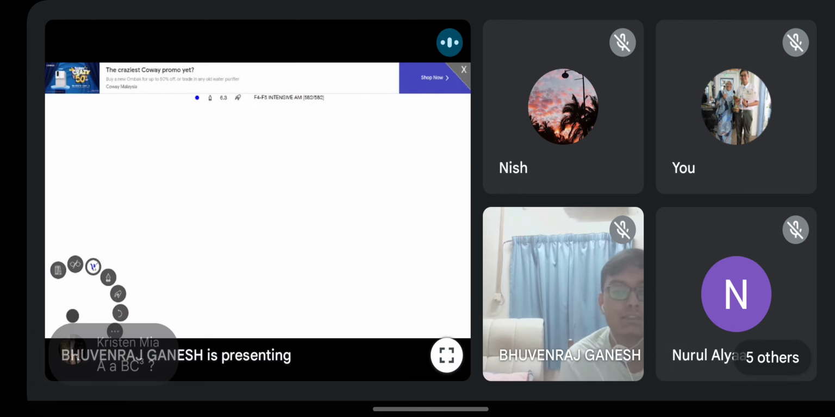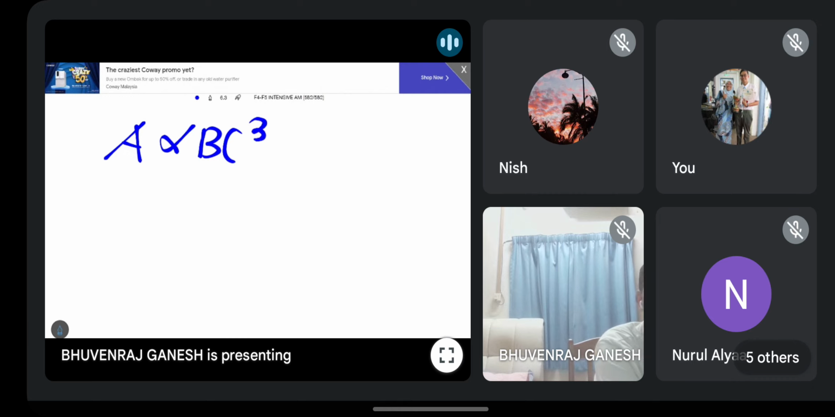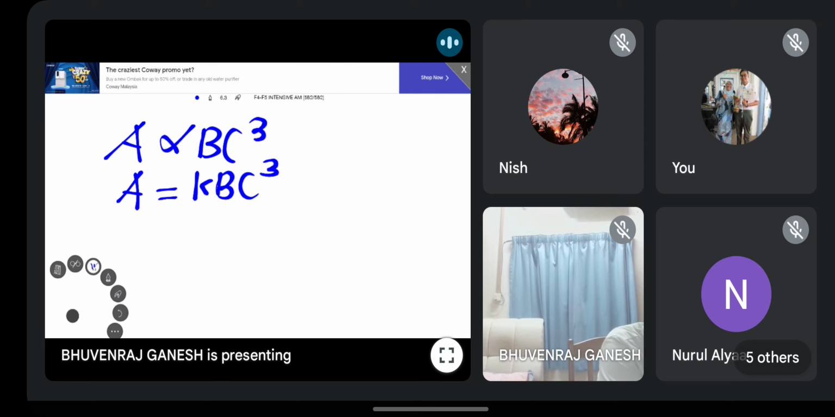Anyone? Yes, correct. Okay, A varies directly as B and cube of C. Dia akan nampak macam ni. Okay, so then again same step, tambah pemalar, add the constant BC cube. Okay, so now guys, what is the step now?